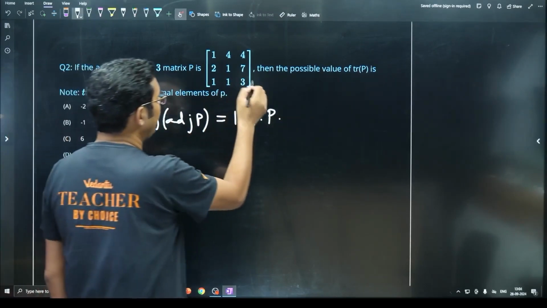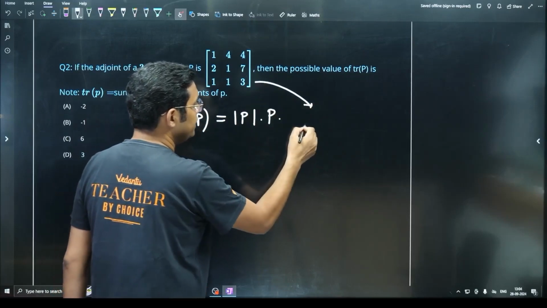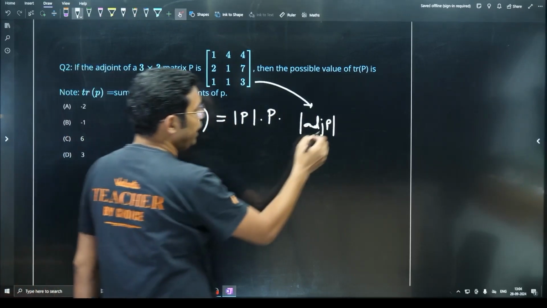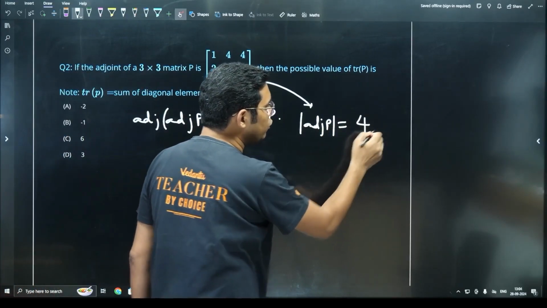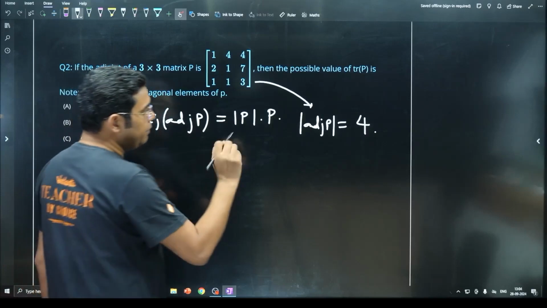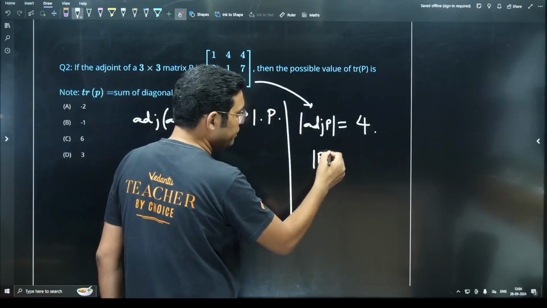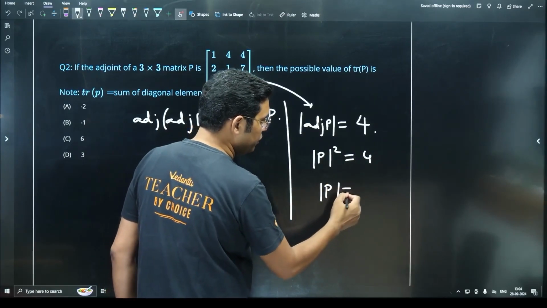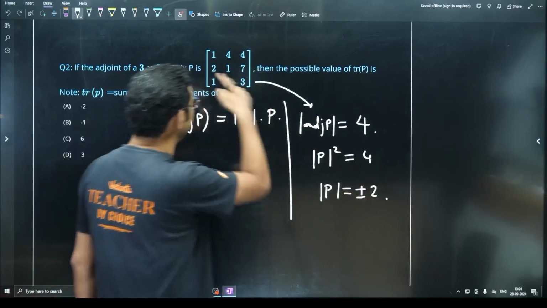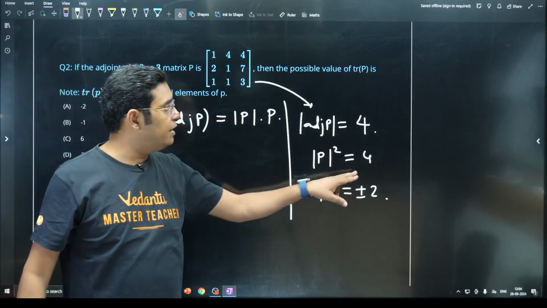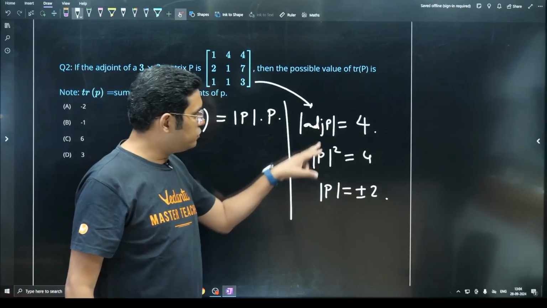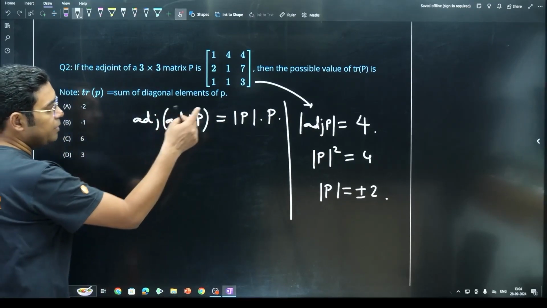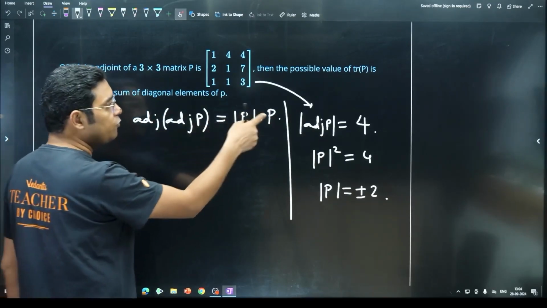Now here we can find the determinant of this thing. That means the determinant of adjoint of P, and you can check after calculation it comes out to be 4. Because the determinant of adjoint of P is actually determinant of P square, that will be 4. So the determinant of P will be either +2 or -2, because it's a 3 by 3 matrix, so the power is n minus 1, so here it will be square. So the determinant value of P will be plus or minus 2.